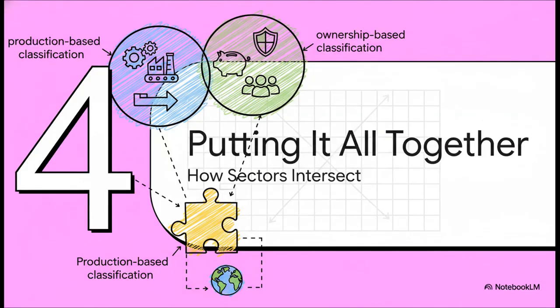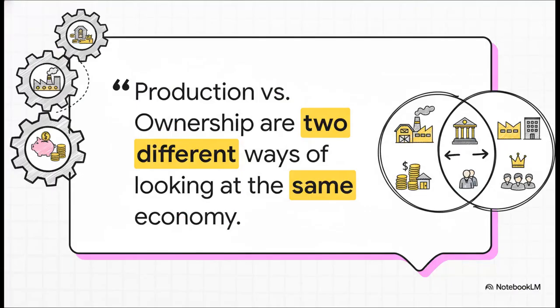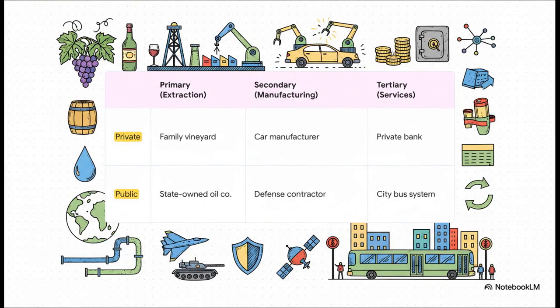Okay, so we've got two different systems for classifying businesses, one based on what they make or do, and one based on who owns them. Let's see how they fit together to give us the full picture of an economy. And here is the single most important takeaway. These aren't separate categories. They're just two different lenses we can use to look at the very same business. Any given business will belong to one of the production sectors and one of the ownership sectors at the same time. This table right here, this is where it all clicks.